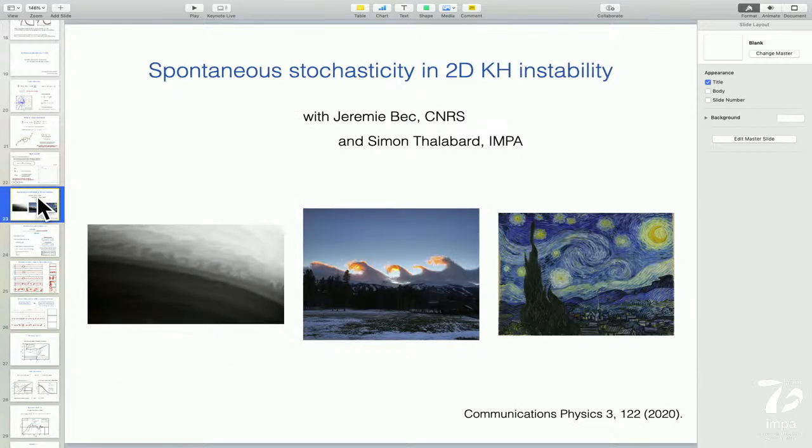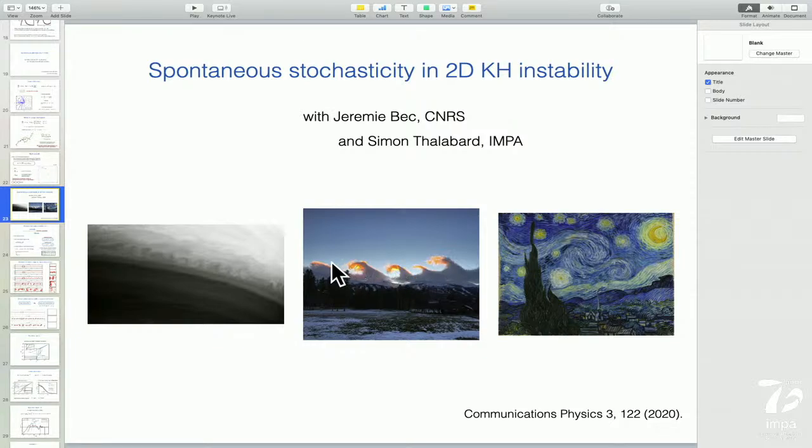And you can see it. I think this should be in the atmosphere of some planet. I don't remember which one. So you see that there should be two flows, one going maybe to the left and the other to the right, and they form this instability here.